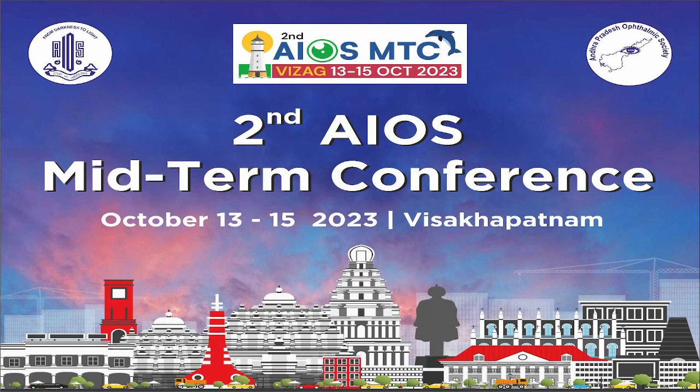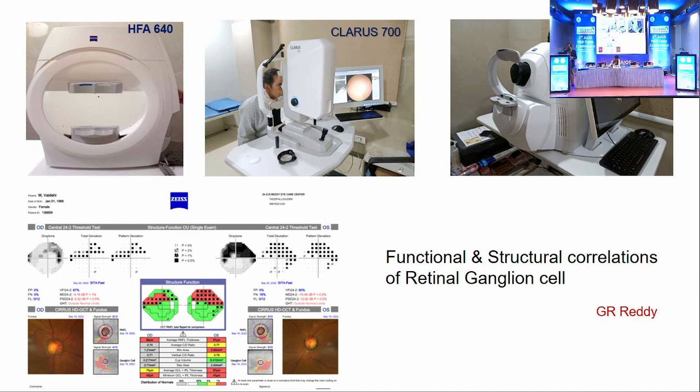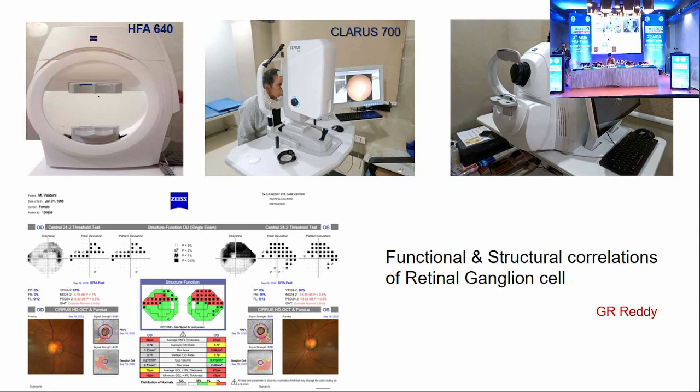Good morning, everyone. As expected, I know that only at this time, only the speakers will be there. So we can learn from among ourselves. And today I will be talking about the function-structure correlation of retinal ganglion cells in glaucoma.